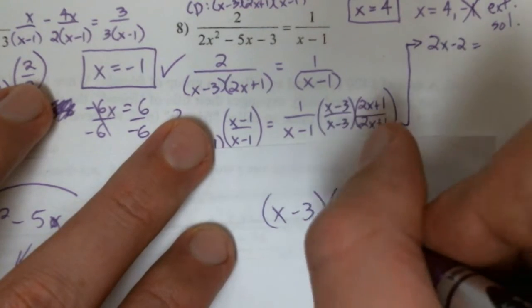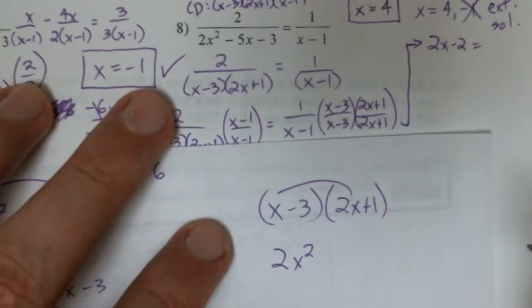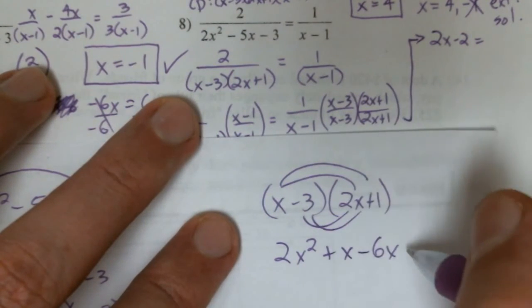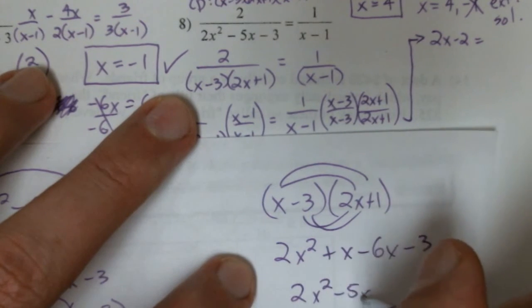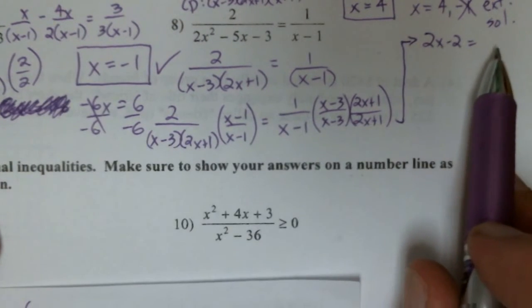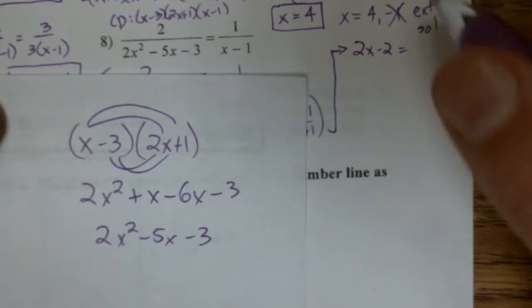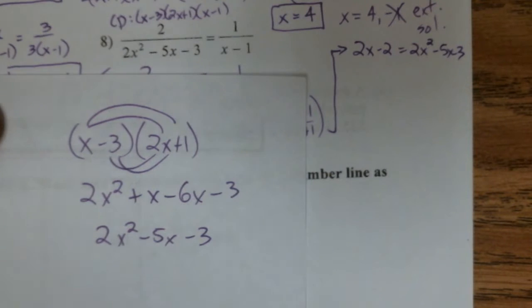X minus 3 times 2x plus 1. First is 2x squared. Outside is x. Inside is -6x. And last is minus 3. So that's 2x squared minus 5x minus 3. Okay, so that is what is going to be on the right-hand side of the equation when I FOIL this out. So I'm just going to stick this over there. So I've got 2x squared minus 5x minus 3.